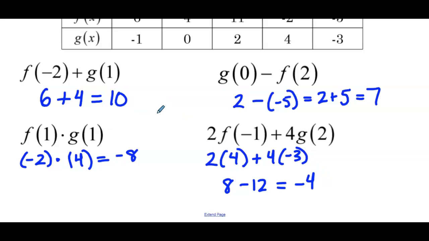Okay, so this is good practice with evaluating our functions. And then once we get our outputs, we're going to add, subtract, multiply. We're going to perform one of the 4 operations with those outputs.